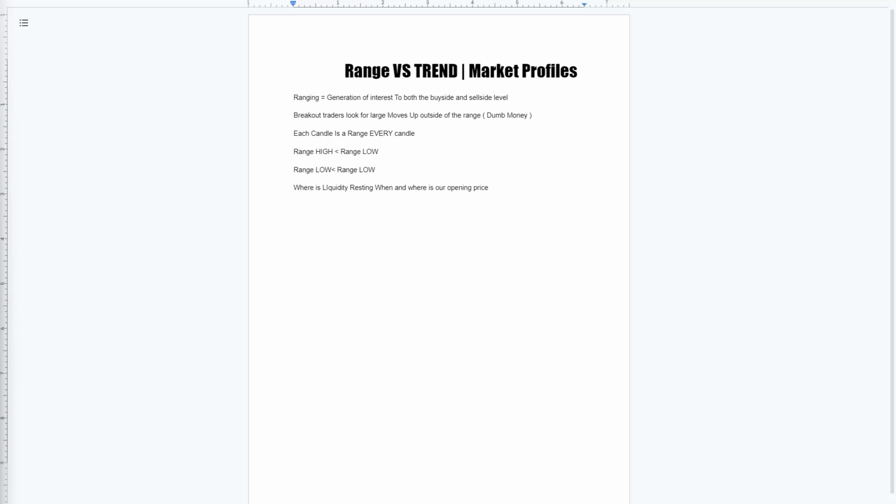All right. We'll get into CRT, but just keep in mind that every candle is a range. All right. We go from range high to range low to range high, with main attributes being where is our resting liquidity and where is our opening price.